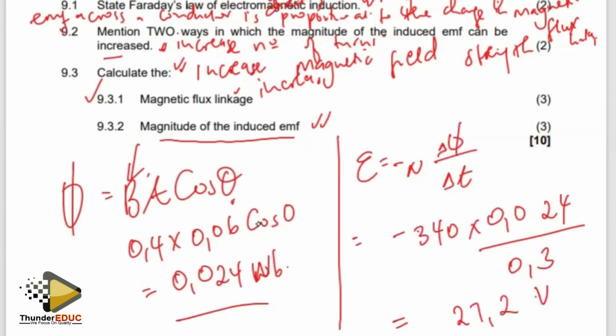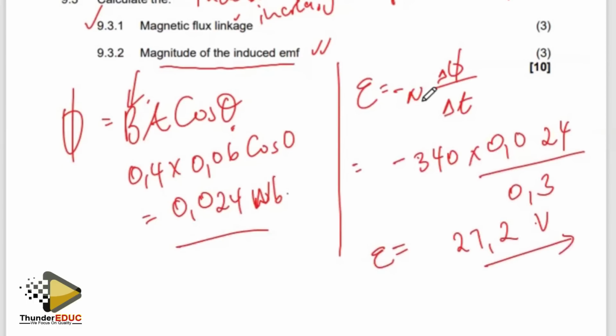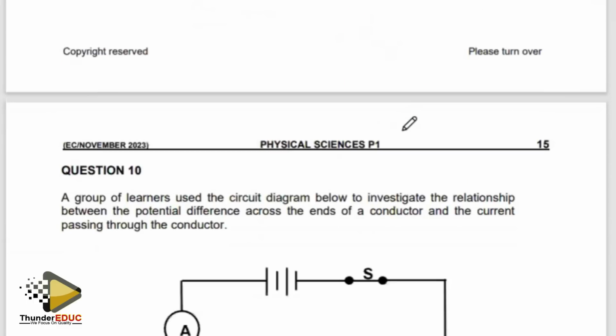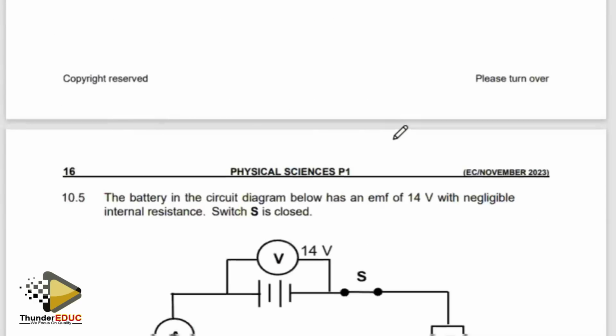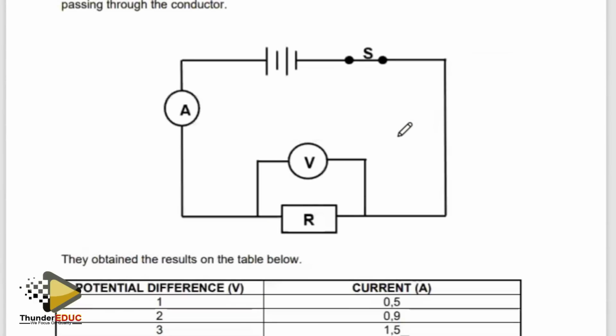Okay, this is going to be volts since it's EMF, it's current. Okay, that is question number 9. Question 10. A group of learners used the circuit diagram below to investigate the relationship between the voltage across the ends of a conductor and the current passing through the conductor. Okay, potential difference 1, 2, 3, up to 4, and that is the current.